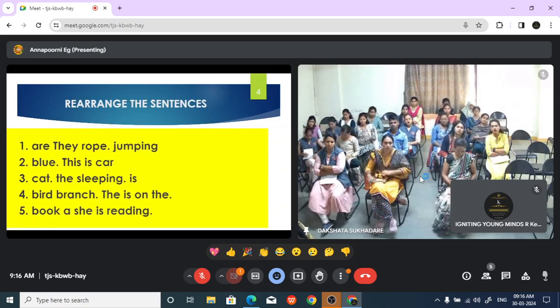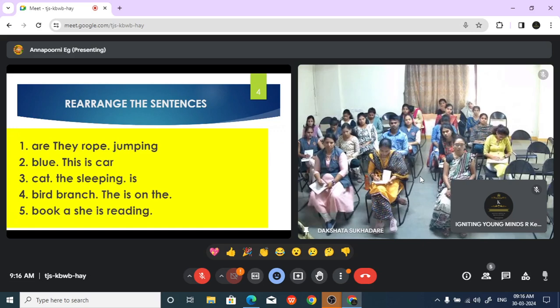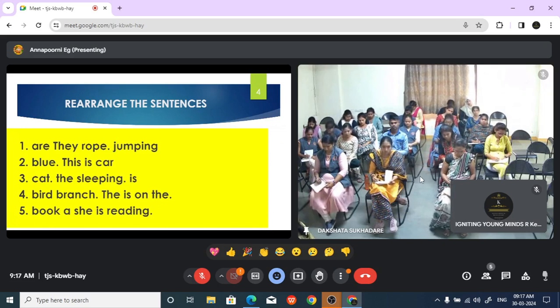Now moving to rearranging sentences. I want each teacher to come forward and rearrange these easy sentences. Are they jumping rope? Blue, this is car. Cat, the sleeping is. Bird branch, this is on the. Book, a she is reading. What you have to do is rearrange the sentences. Can anyone come forward and rearrange the first sentence? Any five people can come.